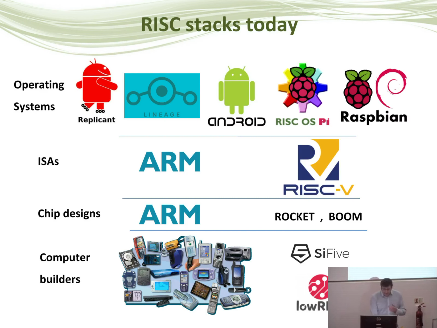You might have come across Raspbian if you're running Raspberry Pi. So Raspberry Pi is based on this ARM stack. Raspbian is a version of Debian, customized and specialized for this particular stack.